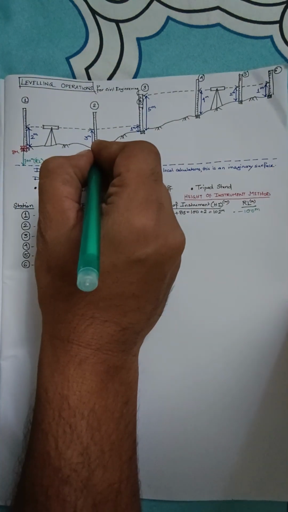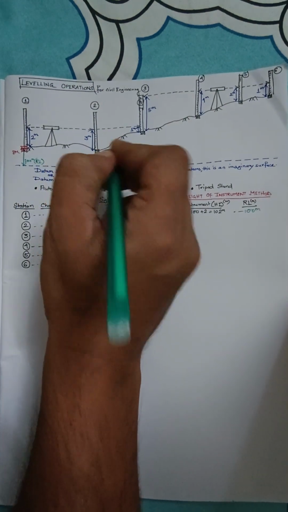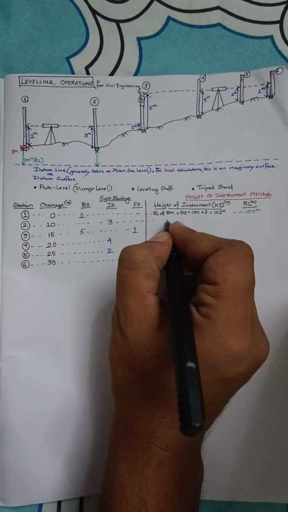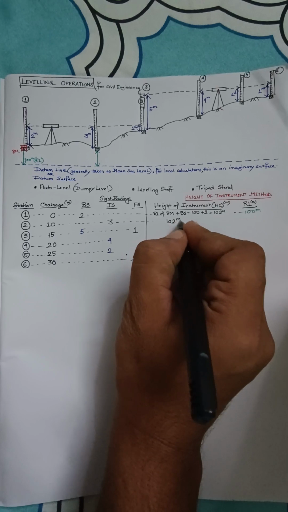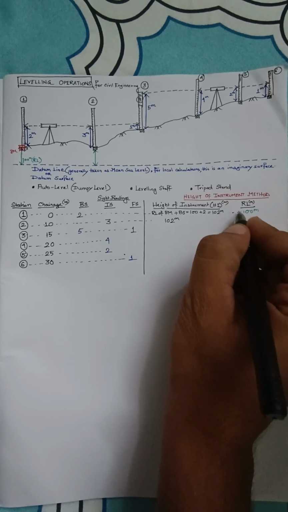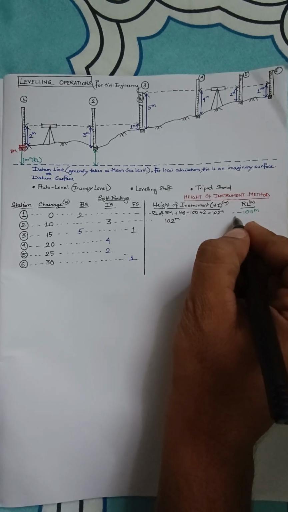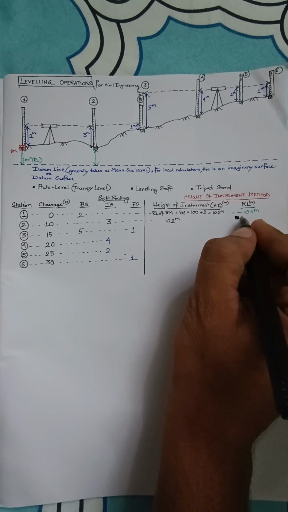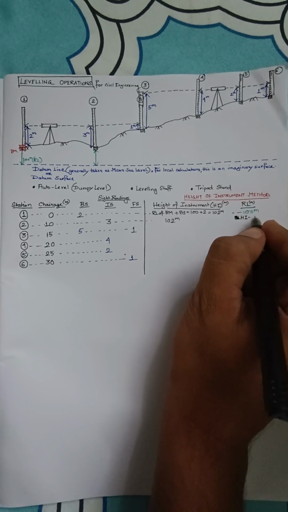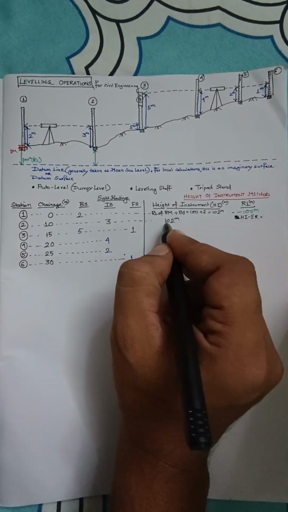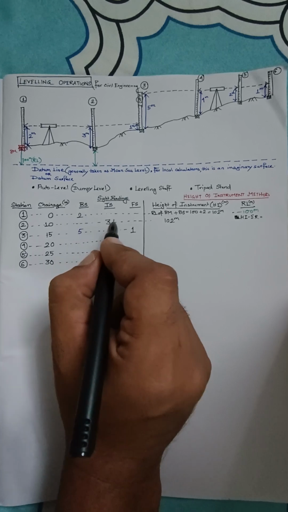So this one will be found out. I'll do the calculations for you, don't worry. This one is just now found out. So the height of instrument remains as it is. So what is the new RL over here? The new RL is nothing but the HI minus sight readings. How much is it? HI is 102 minus sight reading.